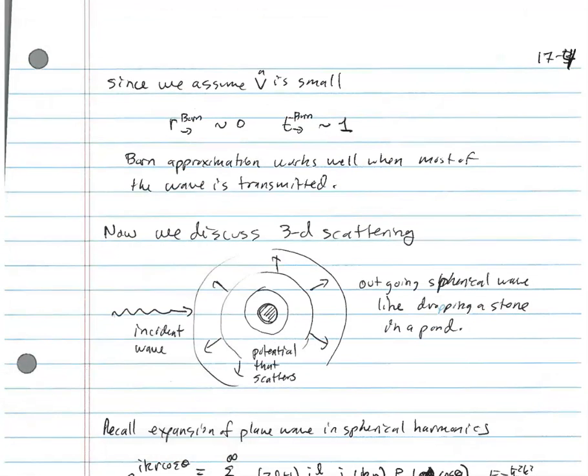Since we assume that the v is small, r Born is going to be approximately 0 and t Born is going to be approximately 1. And essentially what this means is the Born approximation works well when most of the wave is transmitted. That's what you get when the scattering is weak, because the wave just goes through whatever it is you're scattering.